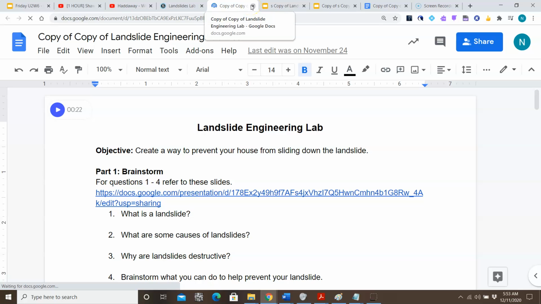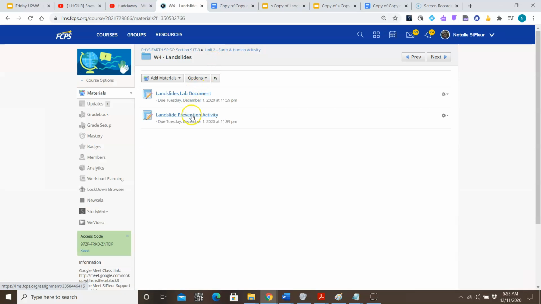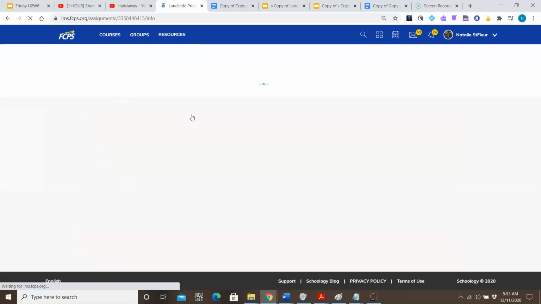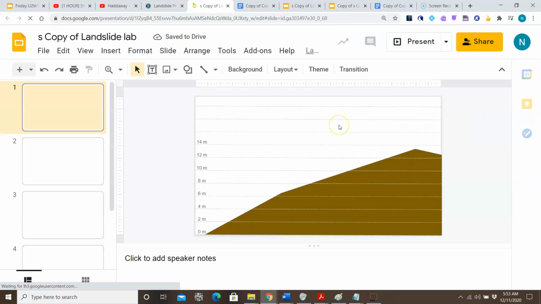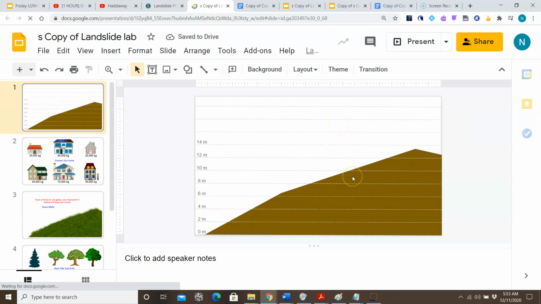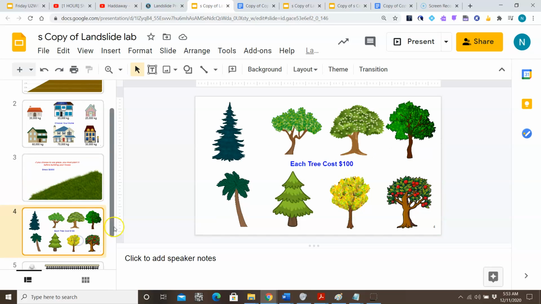And then the second document, so I'm going to go back to the Week 4 folder, is the landslide prevention activity. That's the Google Slides that you use to build a house and create materials for the house, or buy materials for the house, that will prevent the house from falling down in a landslide. So remember, there's grass, trees, etc.